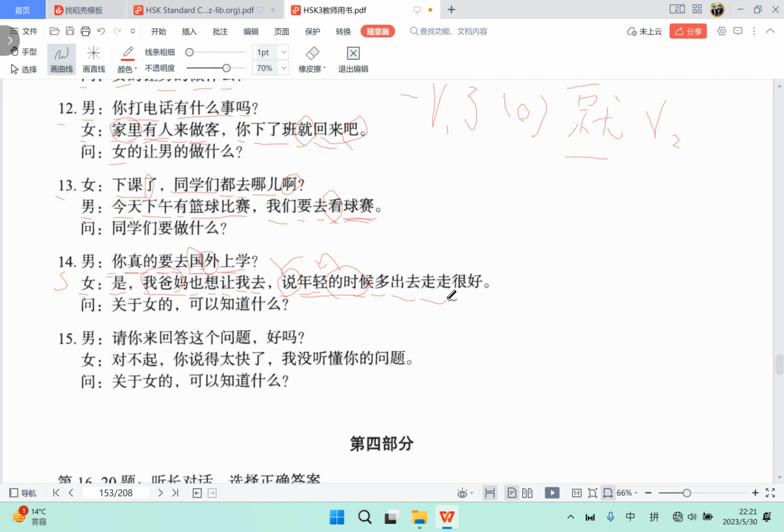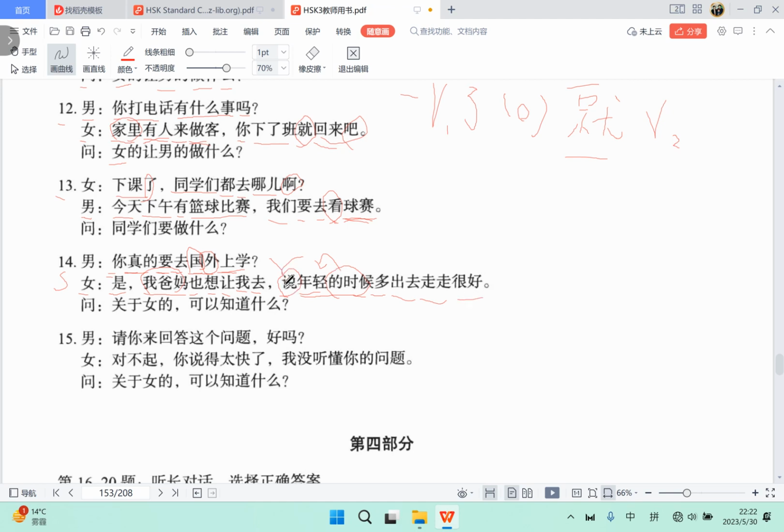Because in Chinese, when we say 我想出去走走, it's more like "would like to go, to have a trip, to travel." It's something leisurely, 出去走走. We won't use the word 旅游 because it's quite formal in our speaking. Sometimes we just use 走走. And 很好 is very good.